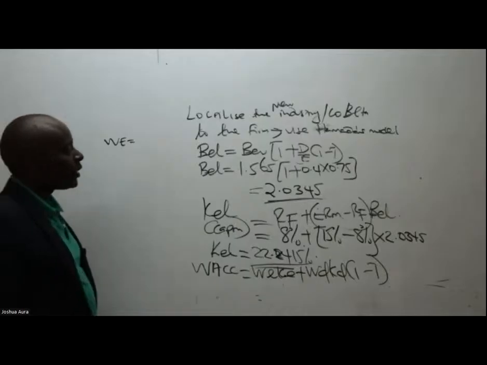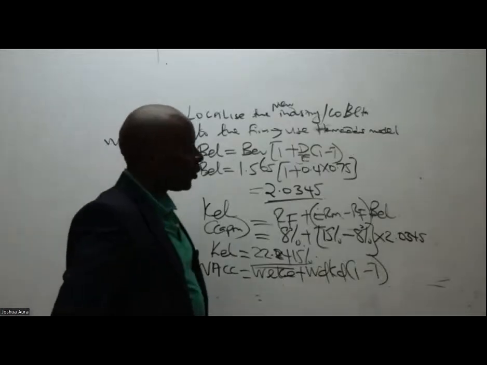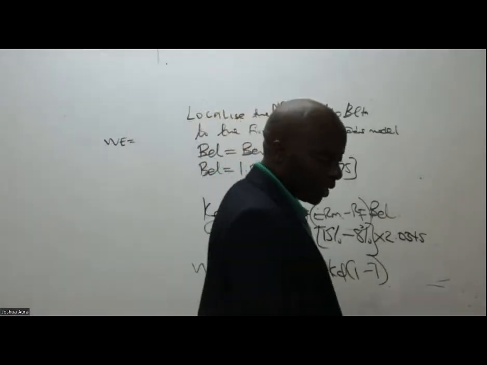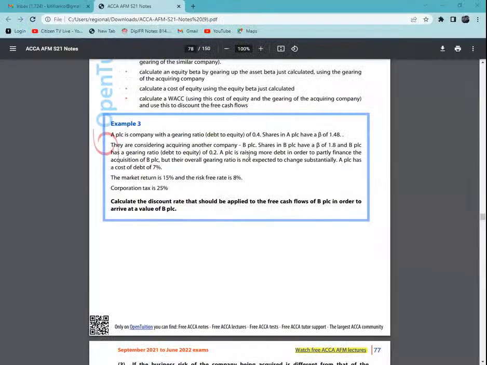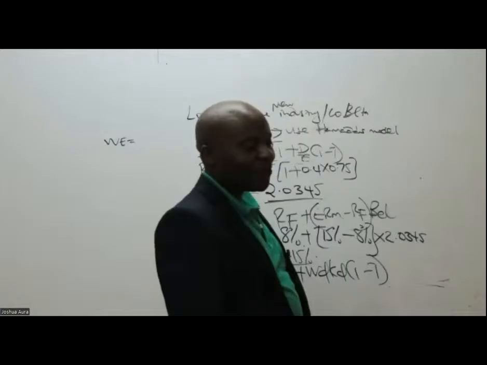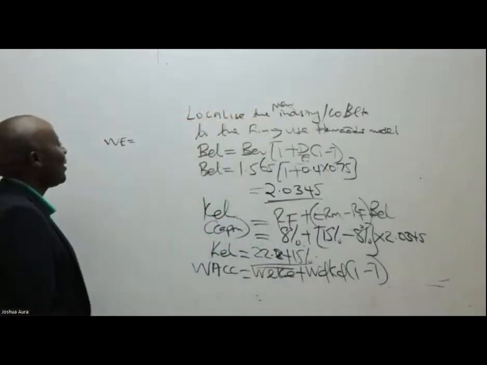Remember what they told us up there is that the debt to equity is 0.4. The debt to equity is 0.4 for the company. But you see, this is not the weight. Don't tell me that the debt is 0.4, equity is 0.6. No, this is quite a challenging one.